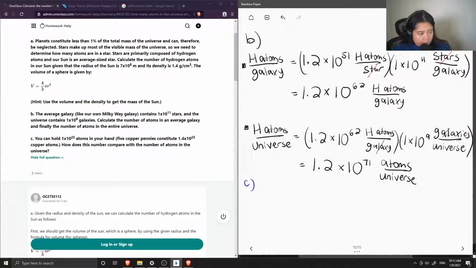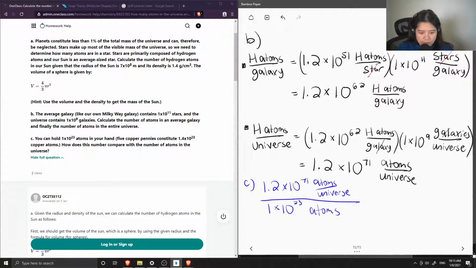You can hold 1 times 10 to the 23 atoms in your hand. 5 copper pennies constitute 1.4 times 10 to the 23 copper atoms. How does this number compare with the number of atoms in the universe? Well, let's say there was the 1.2 times 10 to the 71 atoms per universe. Let's divide this by 1 times 10 to the 23 atoms that can fit in your hand.